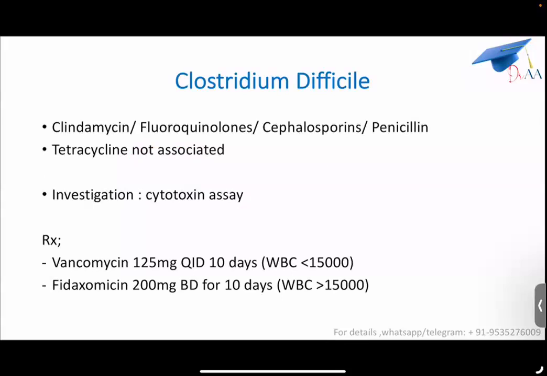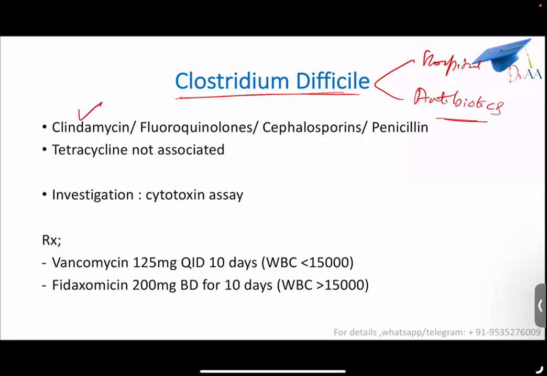Clostridium difficile. The classical history is either a hospital admission or a recent antibiotic use. Most commonly, there will be a recent antibiotic use. Whenever there is a recent antibiotic use, you need to always suspect Clostridium difficile. Which are the most common antibiotics to cause Clostridium difficile infection diarrhea? Clindamycin is the most common, followed by quinolones, cephalosporins, and penicillin. But remember that tetracycline is not associated with this.